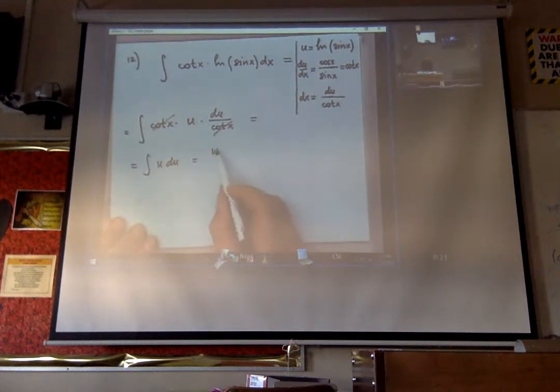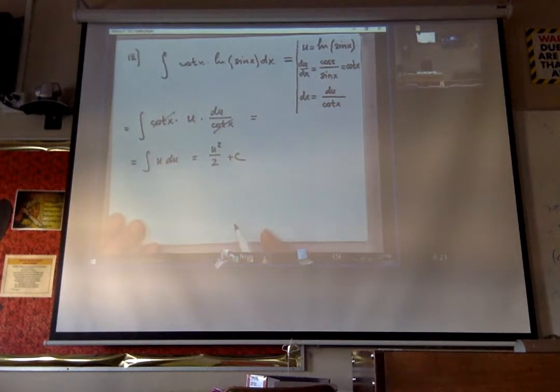And we have u squared over 2 plus c. And then we substitute. Now we'll be careful here. I would put it like this. It's safer to put it in this form, just the substitution, over 2 plus c. And this will be the answer.